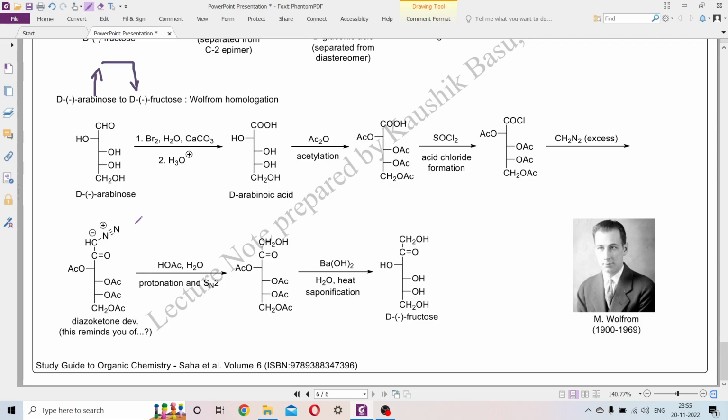Whenever we say homologation in organic chemistry, a picture is often invoked in our mind of the Arndt-Eistert homologation. So this is exactly what they are trying to do here. You do the bromine water oxidation, calcium salt formation, and then acidification. You end up with the corresponding aldonic acid, in this case the arabinoic acid. Then you acetylate everything.